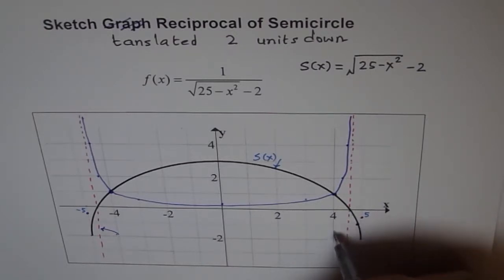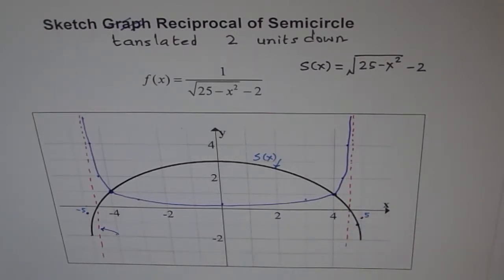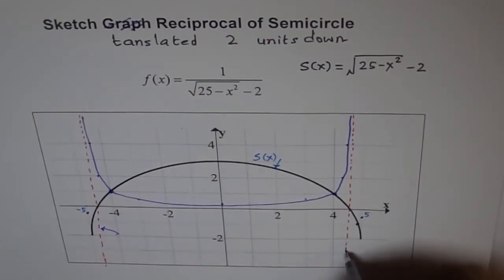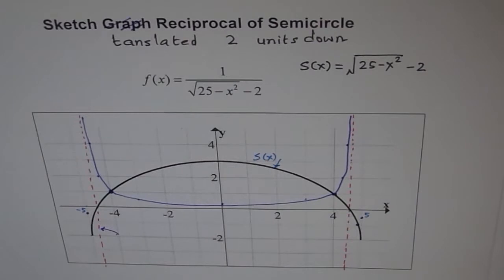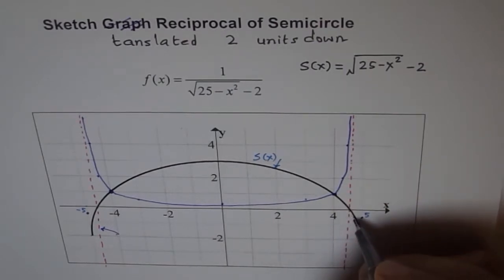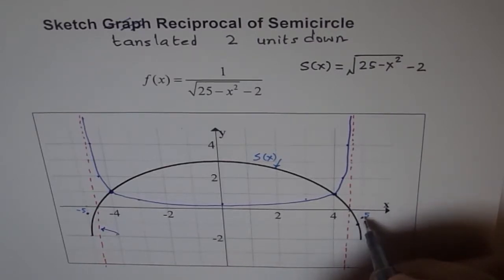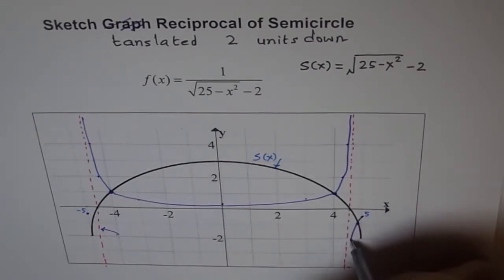So let's say 1, 2, 3, 4. First, let me extend my vertical asymptote till the end of this graph, and let's say this point is 1/4, then it will be at minus 4. So let's say this point here, correct? So we can now connect these points.